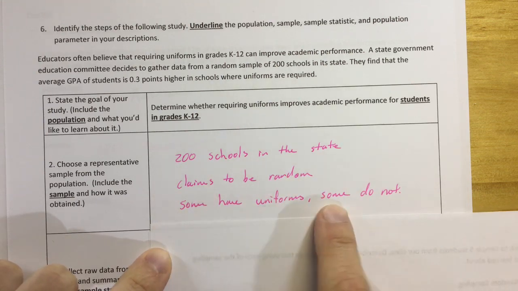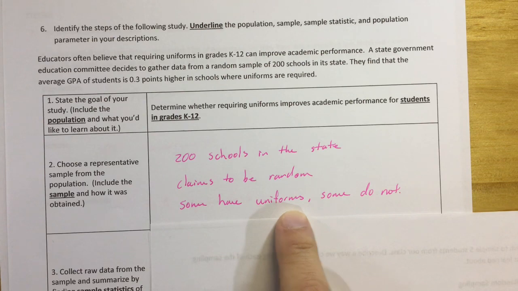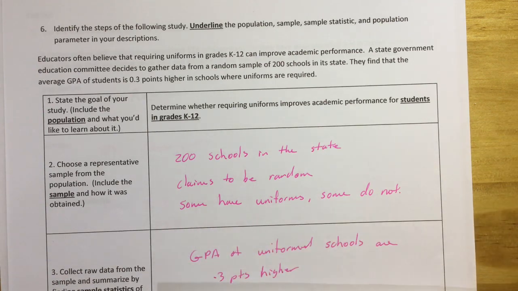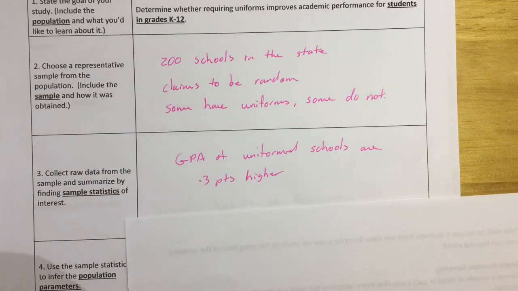And I wanted to make that note again here that we're not forcing the schools to wear uniforms and then seeing how they did before and after. What we're just going to do is a comparison. So some already have uniforms and some do not, and you're doing a comparison between those two things. The sample statistic is going to be that number that you come up with here. The GPA in schools with uniforms is 0.3 points higher.